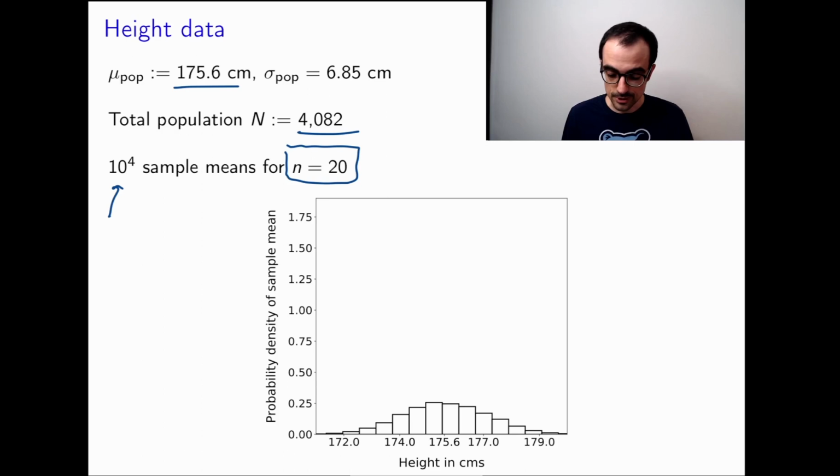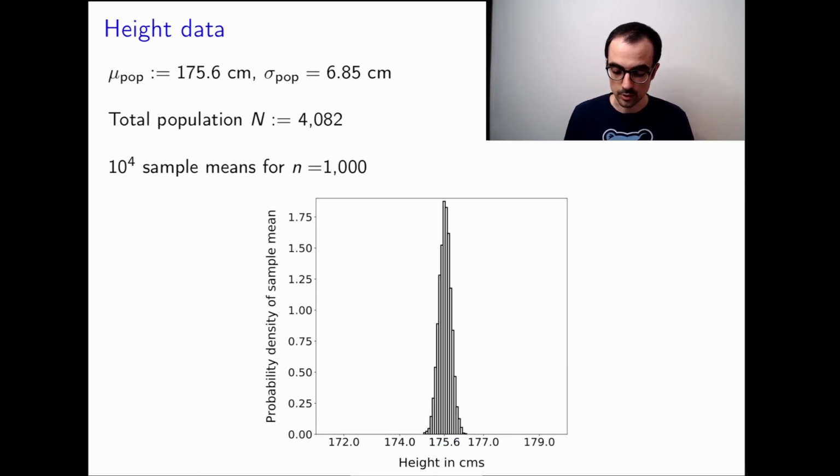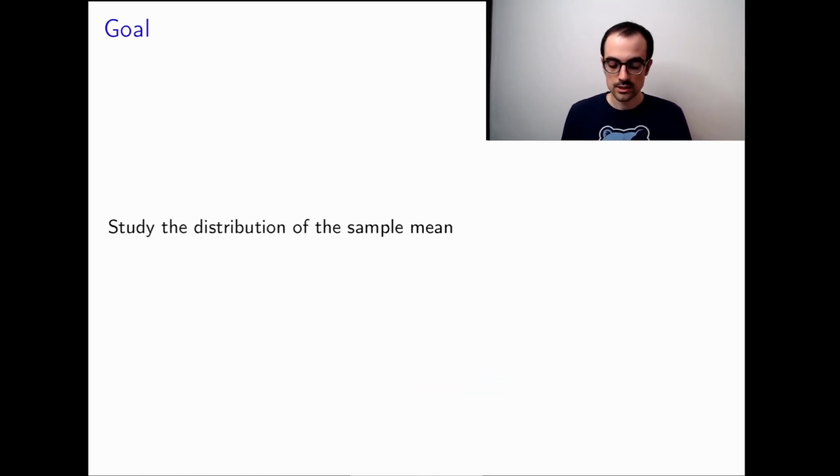What I mean by the distribution is the distribution of these values. We know that they're centered at mu, and we know that the variance scales like the variance of the population divided by n, so that when we consider larger values of n, the distribution concentrates more and more. But what is the actual shape of the distribution? That's what we're going to learn about today. So we want to study the distribution of the sample mean.